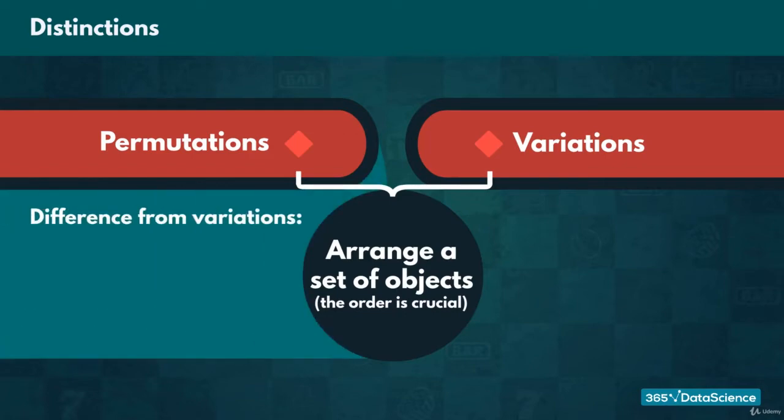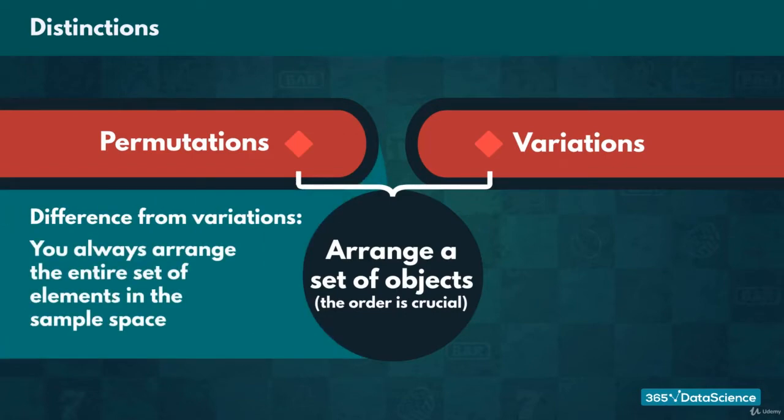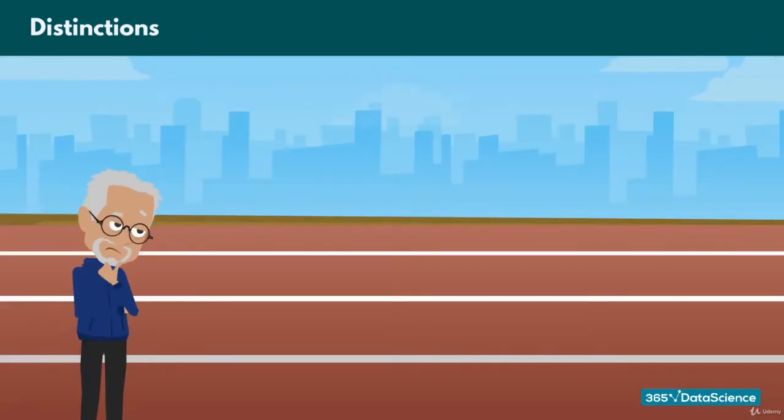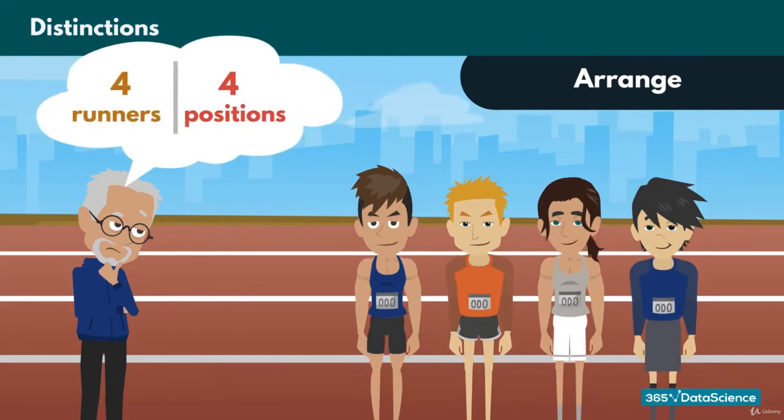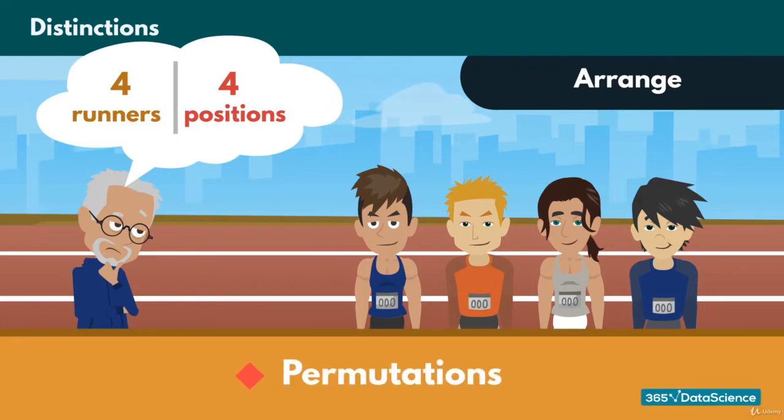The major difference between the two is that in permutations, you always arrange the entire set of elements in the sample space. For instance, we would use permutations when we need to arrange the 4 runners we have already chosen for our relay. We have 4 runners and 4 positions, so we rely on permutations.